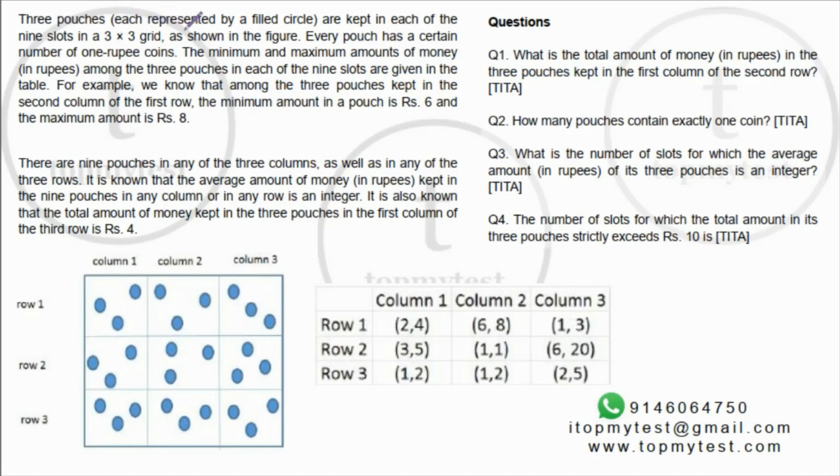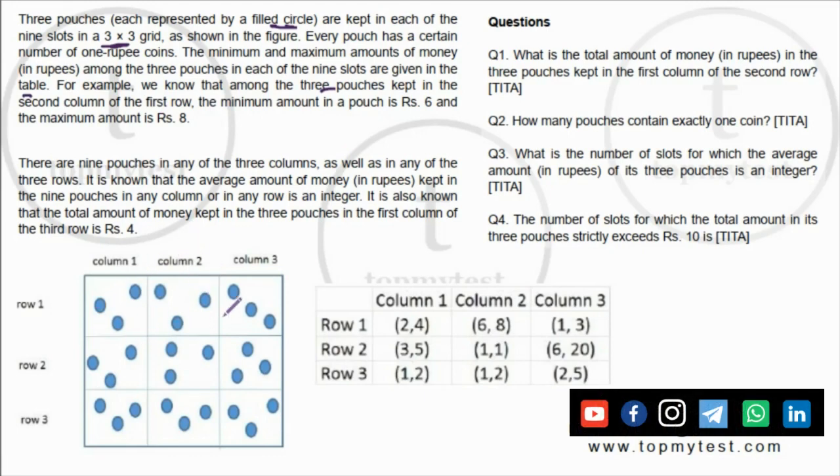3 pouches, each represented by a filled circle, are kept in each of the 9 slots of a 3x3 grid as shown in the figure. Every pouch has a certain number of 1 rupee coins. The minimum and maximum number of coins among the 3 pouches in each of the 9 slots are given in the table. For example, we know that the 3 pouches kept in second column first row, the minimum is 6, maximum is 8. We don't know the second one, so this can be 6, 7 or 8.